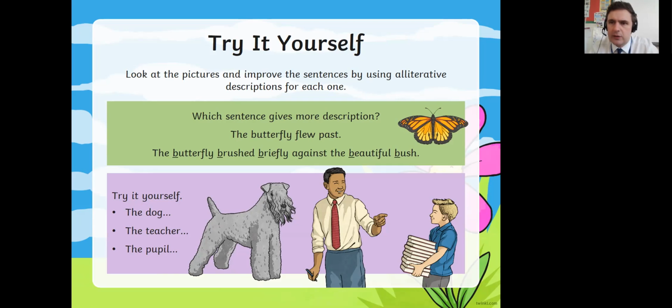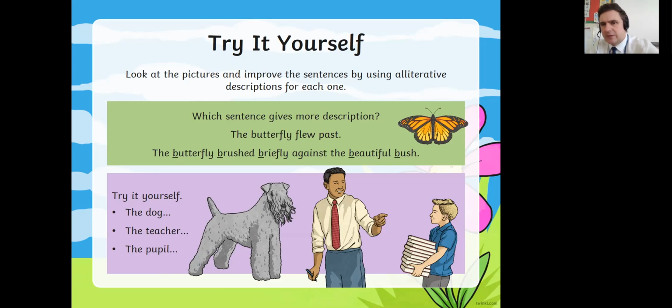So perhaps you could have a go at doing 3 of your own for the dog, the teacher, and the pupil. Can you write some alliterative sentences like the one there for the butterfly? Why don't you pause the video now and go and have a go at doing 3 sentences and come back for the main task.